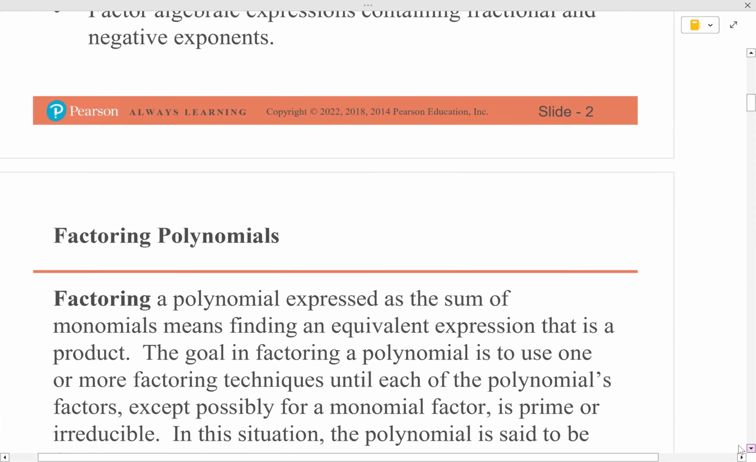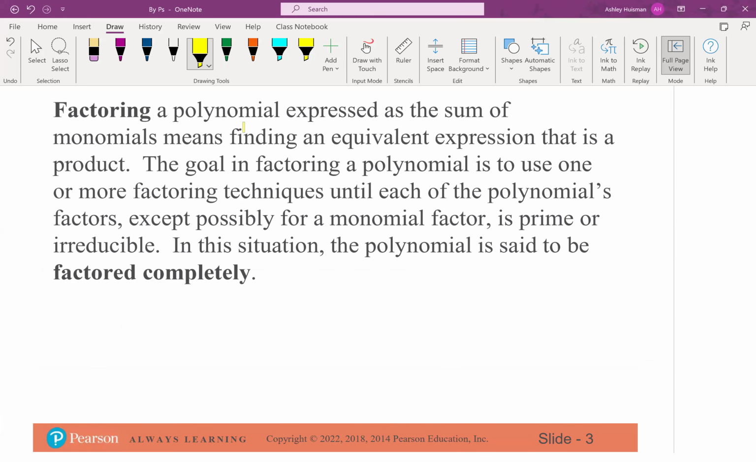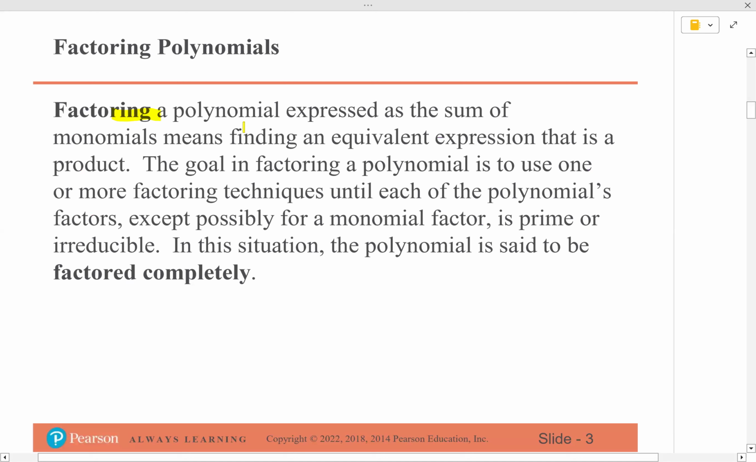All right, so introduction. We've already said what factoring means. It's the opposite of multiplying. Factoring a polynomial expressed as the sum of monomials means finding an equivalent expression that is a product. Basically, it's going from the answer we saw in problems from P4, the last section, to the 2 or more polynomials that they looked like as a product.